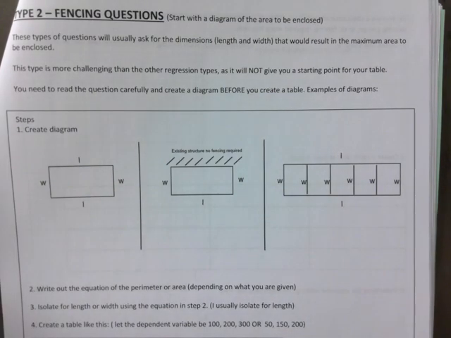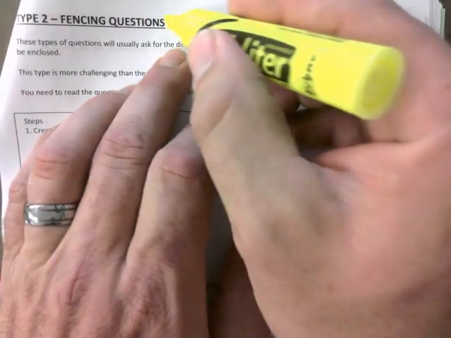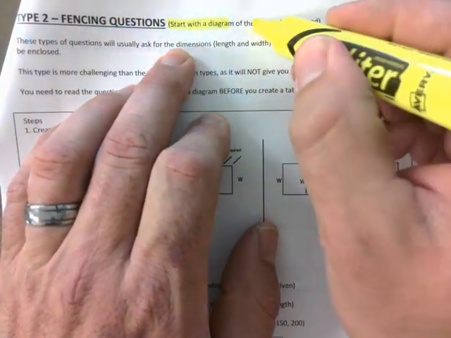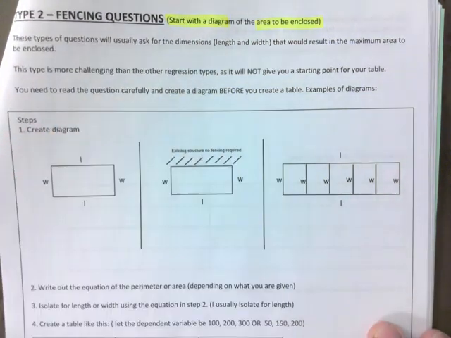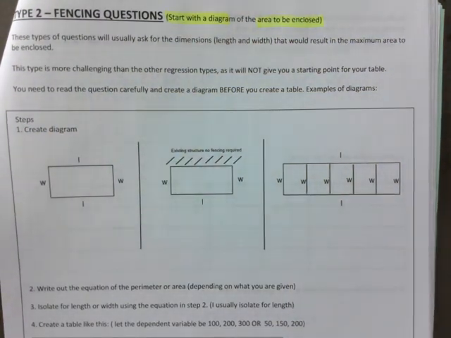All right, with these types of questions, I would start with a diagram of the area to be enclosed. Like, what does that even look like? Am I just fencing in a rectangular piece of property, or am I subdividing it into smaller pieces? What is happening here? Am I fencing in all 4 sides, or only 3 sides? Because that does make a difference.